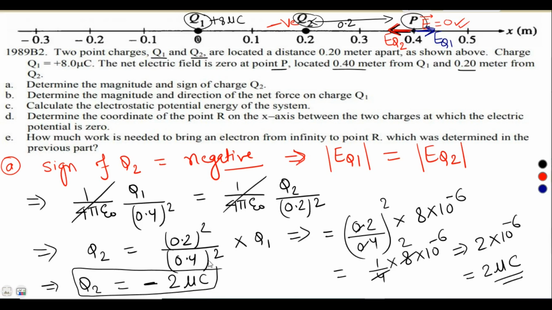Let us see its second part. Determine the magnitude and direction of the net force on charge Q1, right? We have to find the net force on charge Q1. Let us see in the next slide.